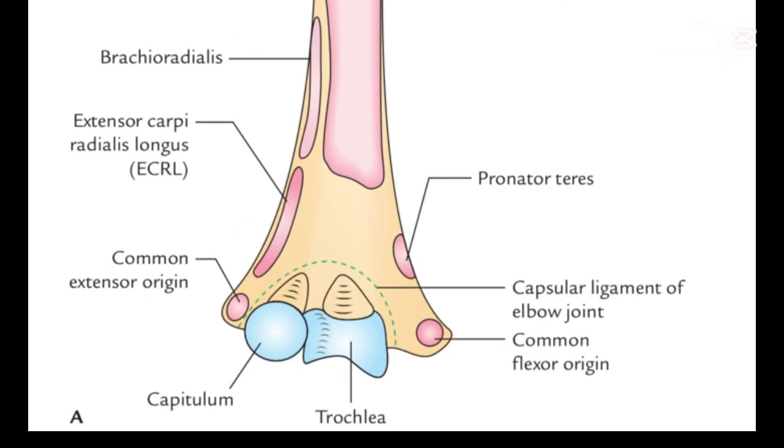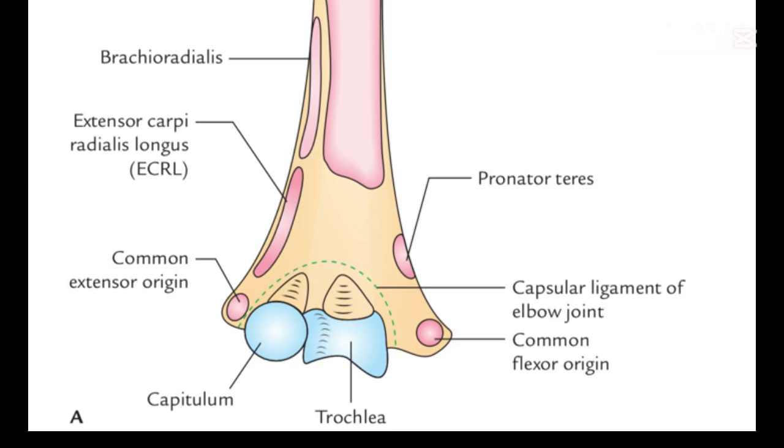Also that medial epicondyle is very, very important, because that is where the common flexor origin is for the anterior compartment of the forearm. That medial epicondyle is marked for the origin of the flexor muscles of the wrist joint, which are the muscles of the anterior compartment of the forearm, while the lateral epicondyle marks the origin for the common extensor origin, which is the muscles of the posterior compartment of the forearm.